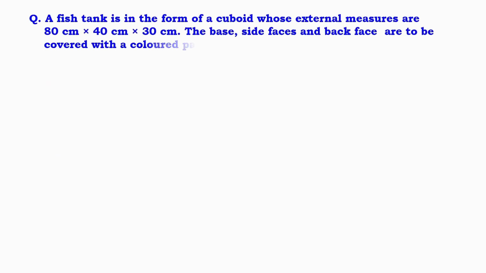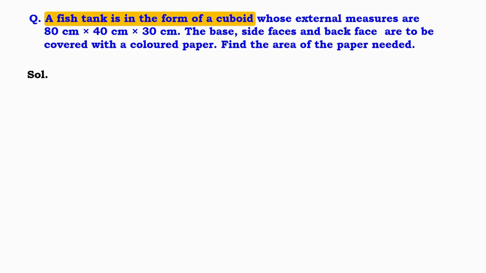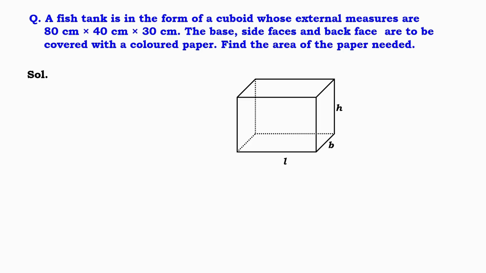Now, another problem, let us take a look. A fish tank is in the form of a cuboid whose external measures are 80 centimeter into 40 centimeter into 30 centimeter. The base, side faces and back face are to be covered with a colored paper. Find the area of the paper needed. So this is a different type of question. Here we need to find out which area we need to cover. First, it is given in this question that the fish tank is in the form of a cuboid. So let us draw the cuboid first.